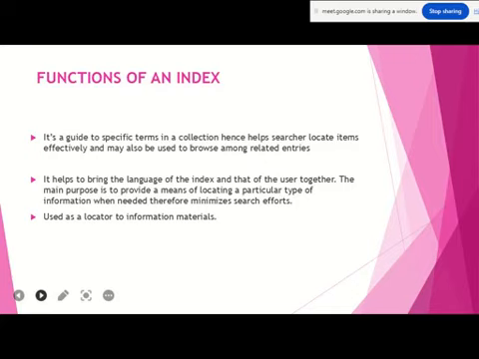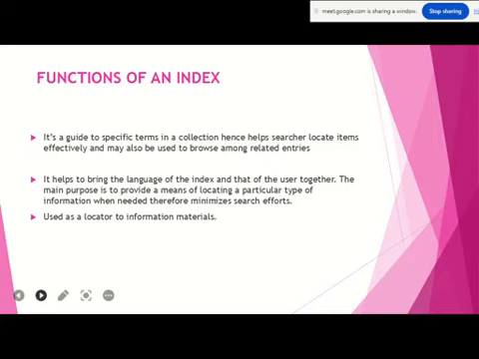This is the collection of information materials. Thank you. It's a guide to specific terms, or it guides us to specific terms in a collection. Therefore, it helps a researcher locate items effectively and may also be used to browse among related entries. Another thing, it helps to bring the language of the index and that of the user together.